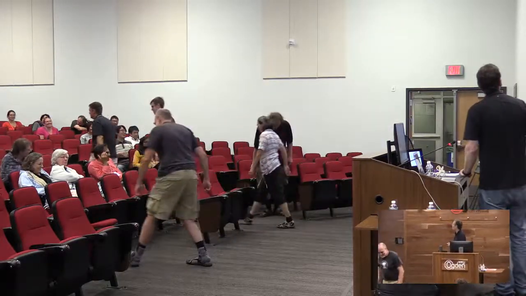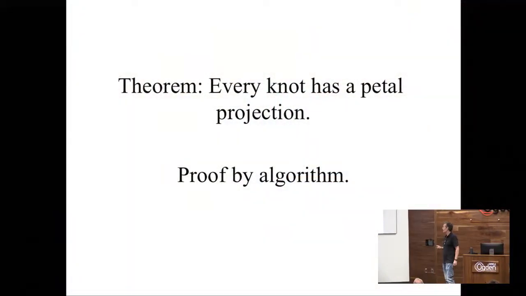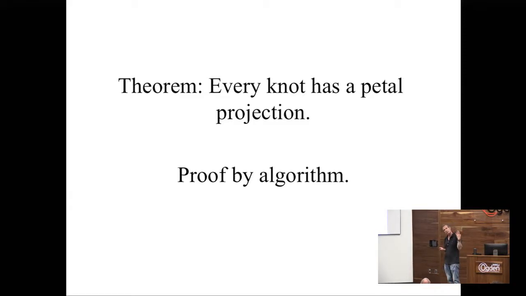Okay, so I'm gonna explain to you real quick, how do we know that every knot has a pedal projection? And it really is by an algorithm. So we have an algorithm, somebody gives you a projection of a knot, you can turn it into a pedal diagram. And here's the way the algorithm goes. I'm not gonna spend a lot of time on it, but it's actually very straightforward.